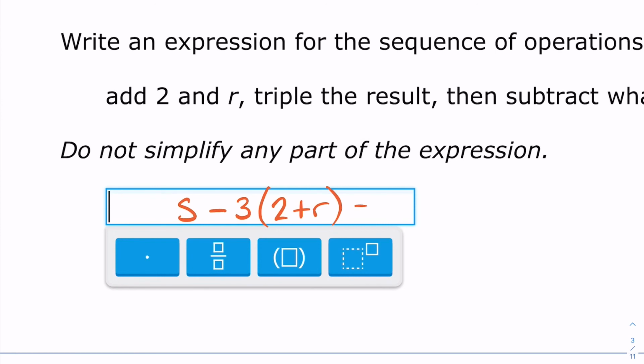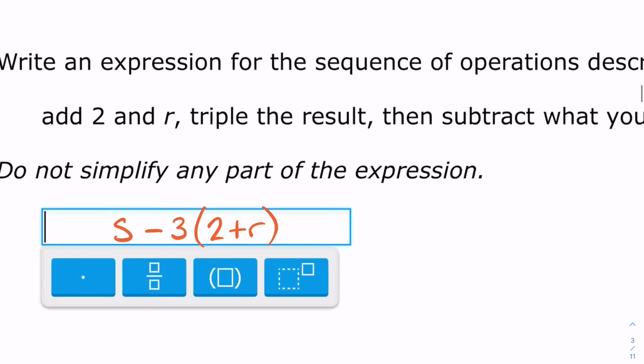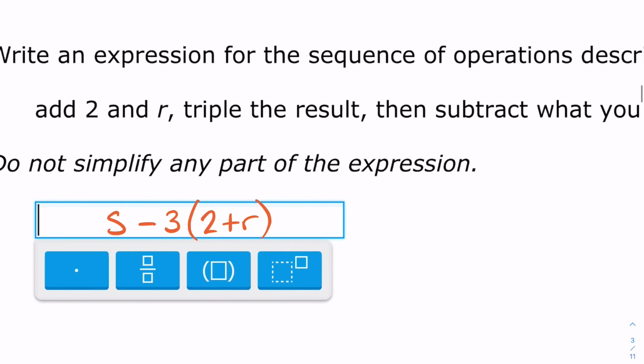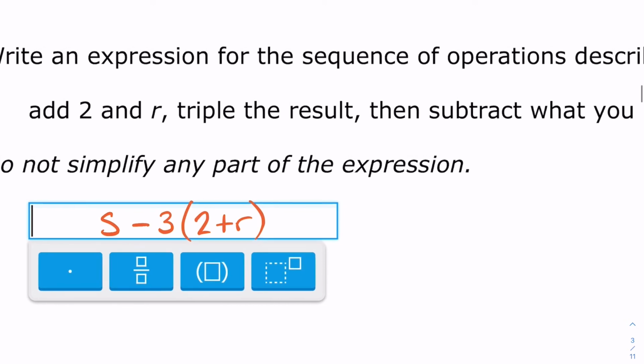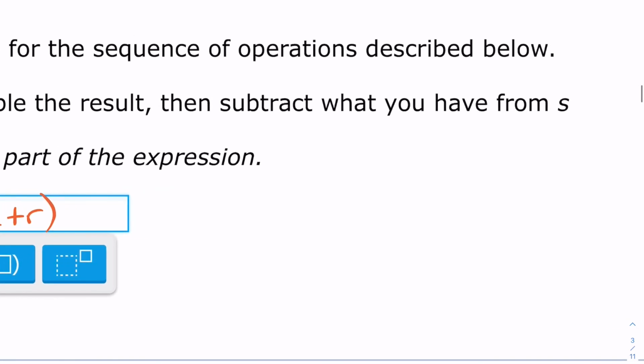That would have s over here. Okay, but you're taking this away. What are you taking away? Well, I'm taking away 2 and r times 3. So the triple of 2 and r is what I'm taking away from s.